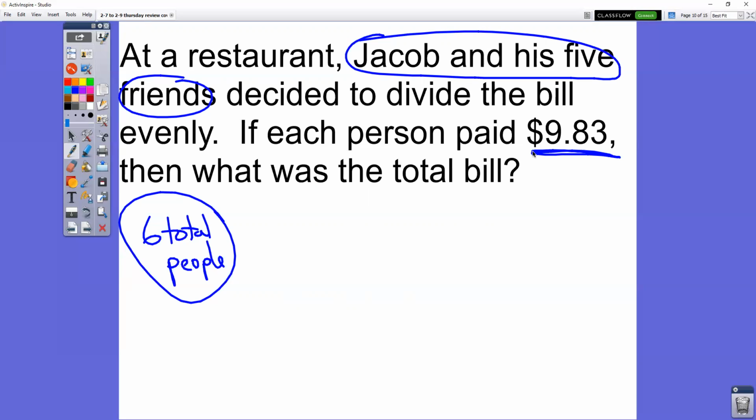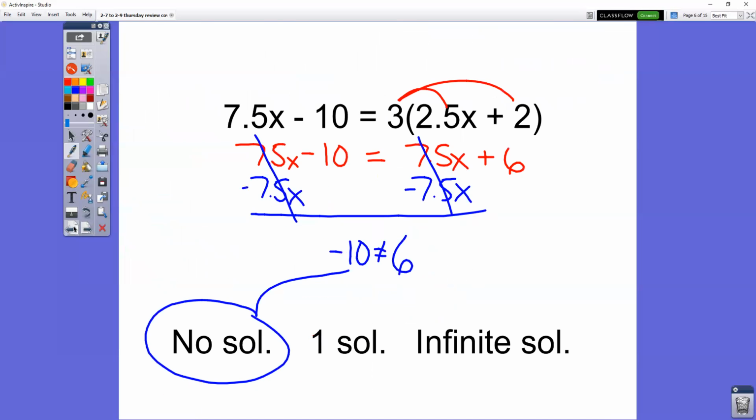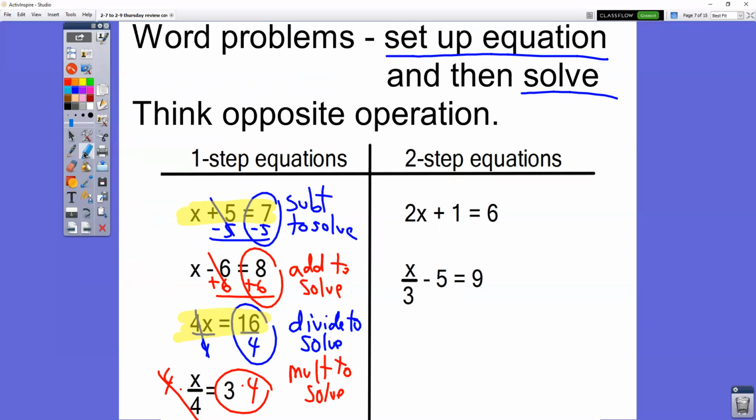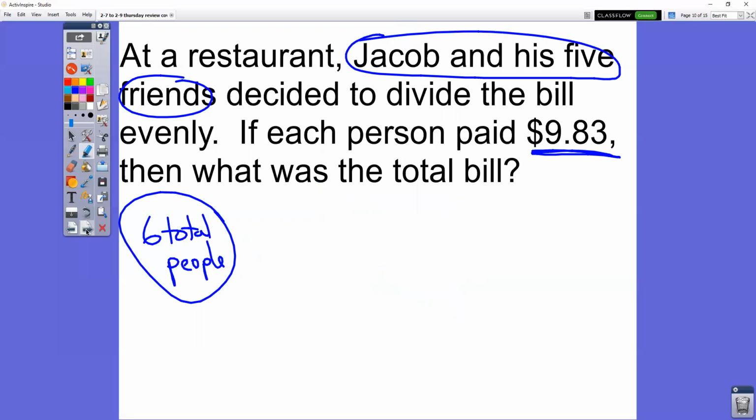So what you normally do is you would multiply. Each person is paying $9.83. There's 6 people total. You would have to multiply those 2 things together. Well, if you're multiplying to solve it, we need to set up a 1-step dividing equation like this one is: x divided by 4 equals 3. So we need to set that up.